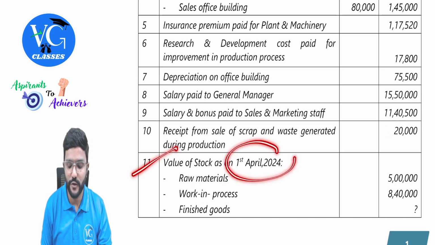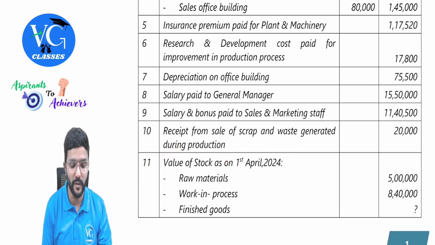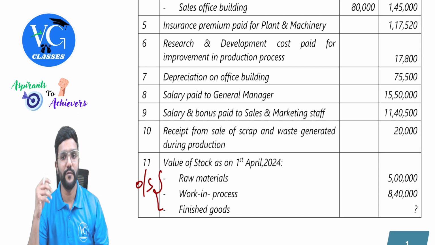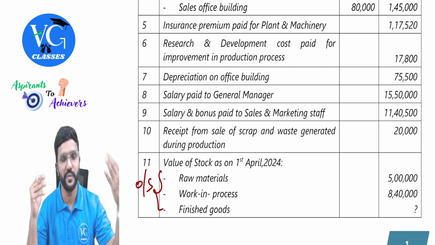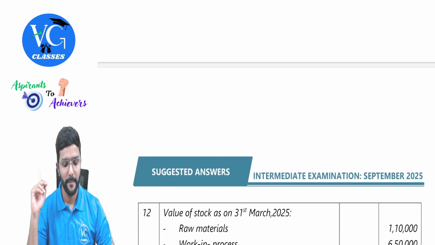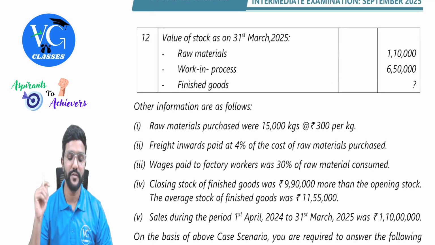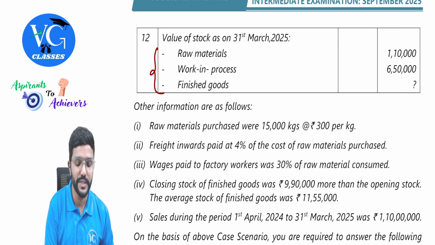Next, value of stock as on 1st April 2024. That means all these are opening stocks. Opening stock of raw material 5 lakh. Opening stock of work in progress 8 lakh 40. Finished goods is not given, so we need to calculate it. Then value of stock as on 31st March 2025. That means this is closing stock.